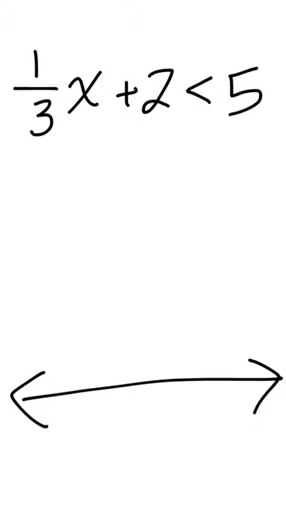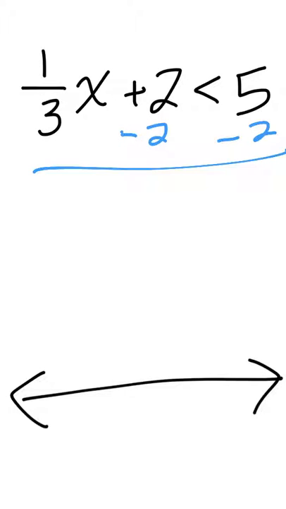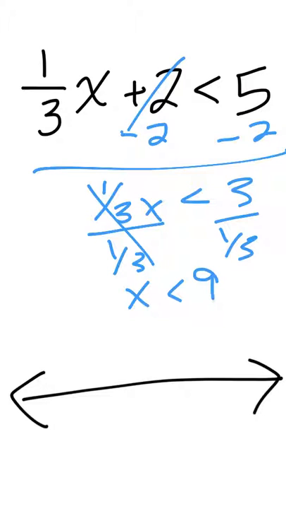So let's do one with a fraction now. We still subtract 2 on both sides. So we would have 1/3 x is less than 3. And then we divide both sides by 1/3. When we divide by 1/3, it's the same as multiplying by 3, so x is less than 9.